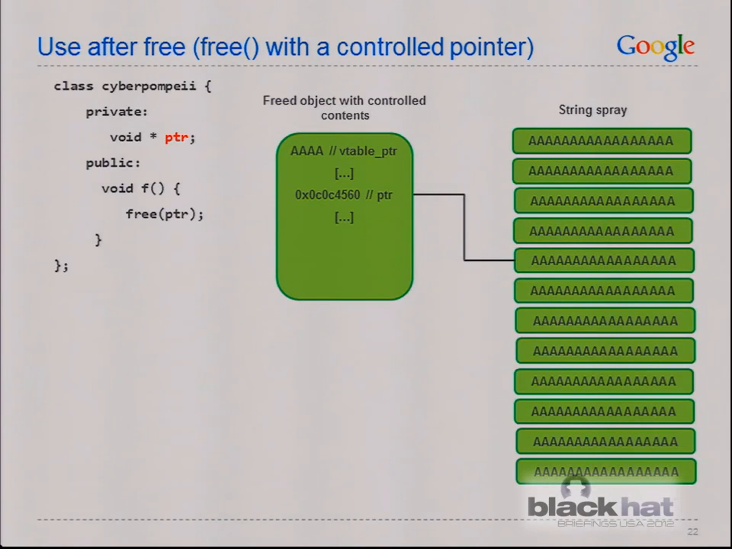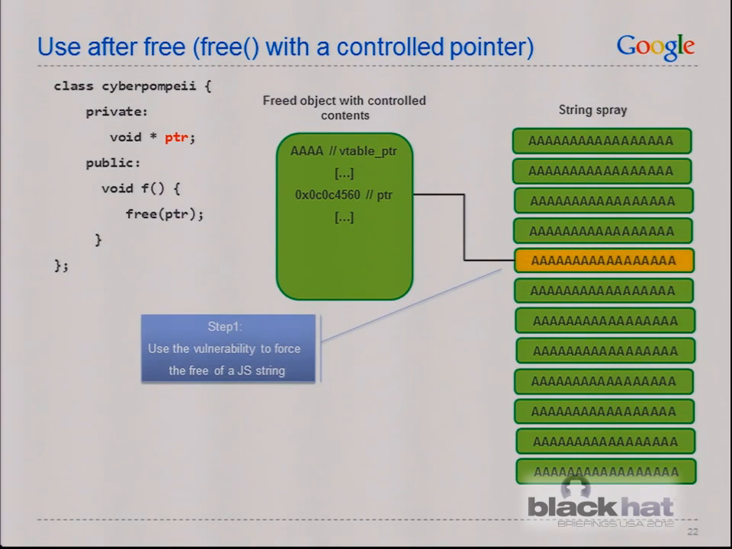As you can see here, we have the freed object with controlled content. The vtable pointer, we don't care because it's not going to dereference it. But the PTR, we control it. And if we can predict the layout, we can point the PTR to one of those strings. So by exercising the functionality, it's going to free that string. So at this moment, all these strings are there instead of this one.